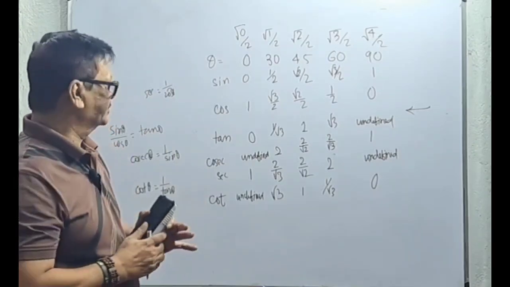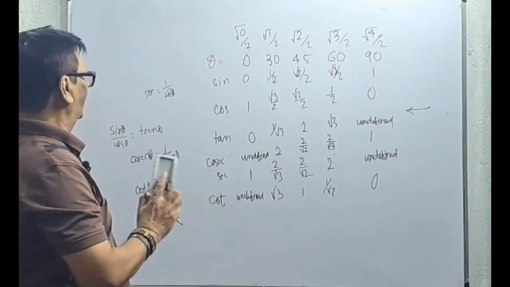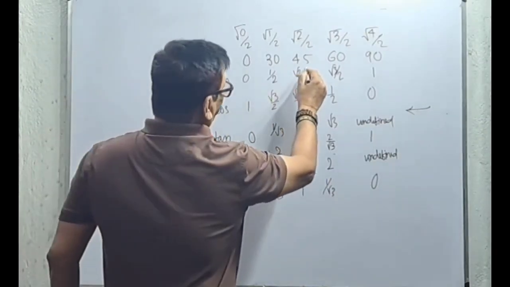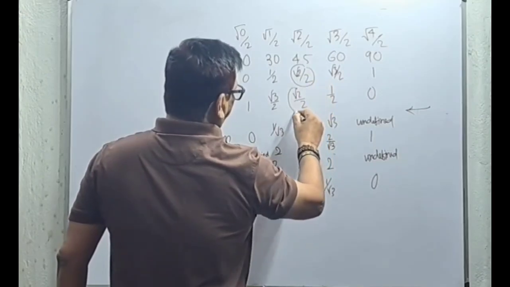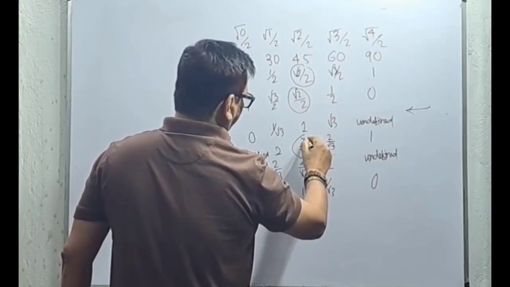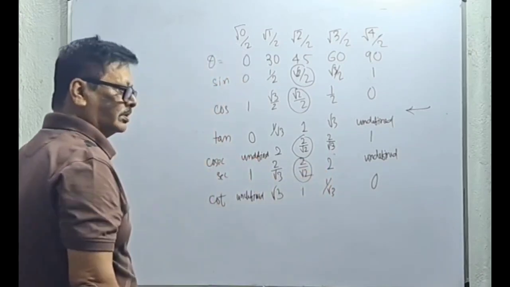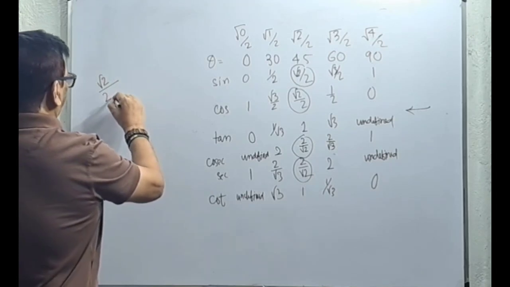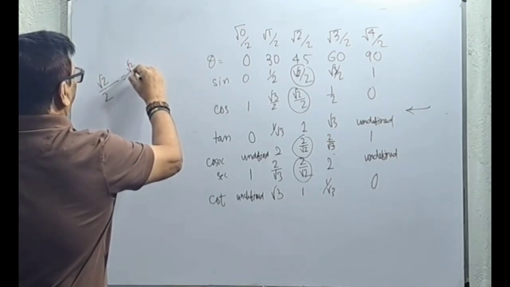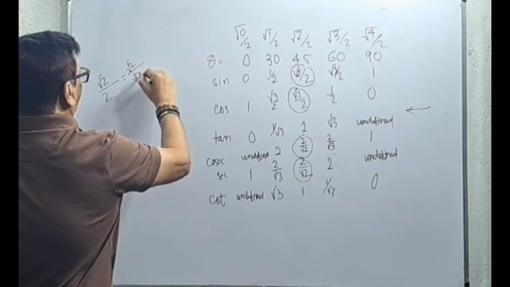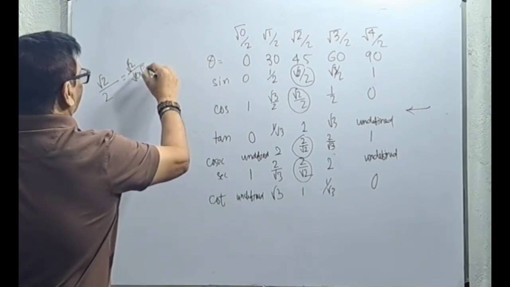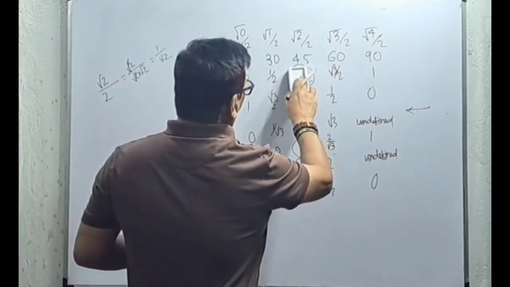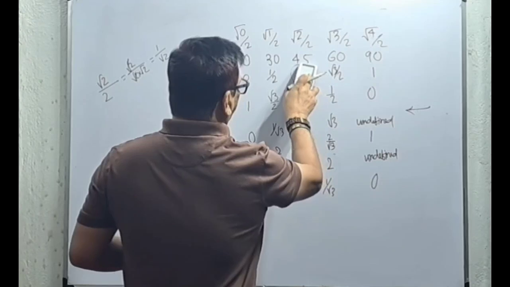Here is a small confusion that I want to get rid of regarding these values. Correct? Let's see. Now see, root 2 by 2 can be written as root 2 divided by root 2 multiplied by root 2. So this will cancel out, it will become 1 by root 2. So we can all replace them by 1 by root 2. Correct? So there is no confusion.